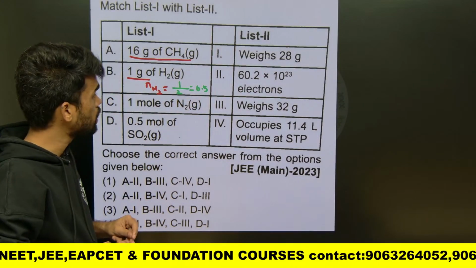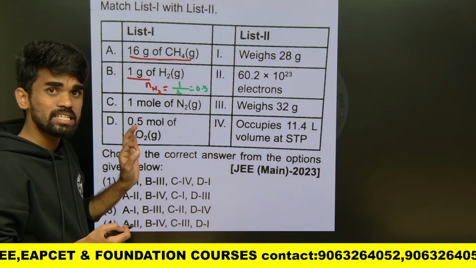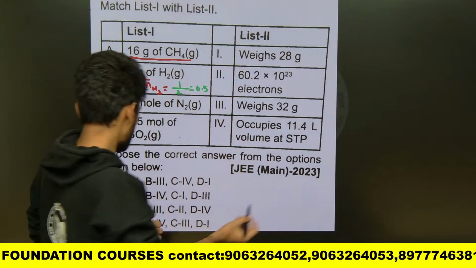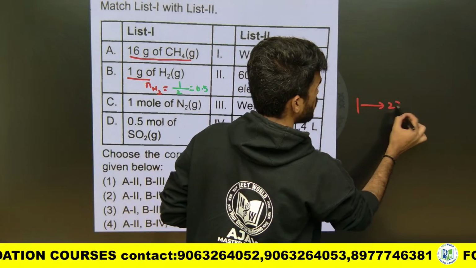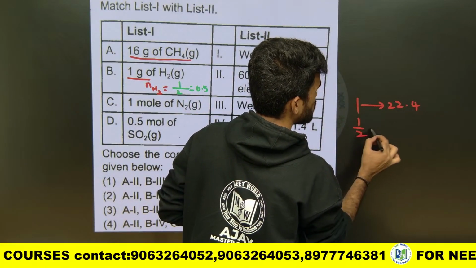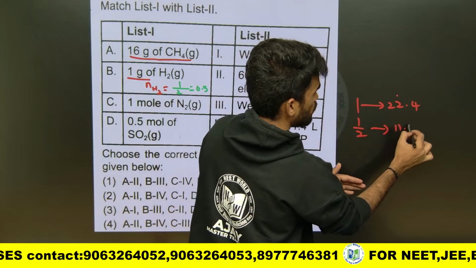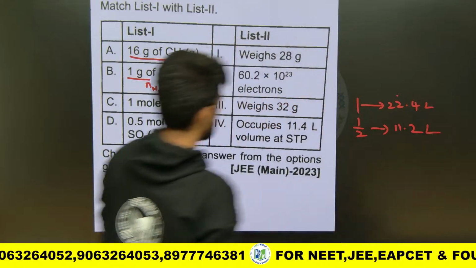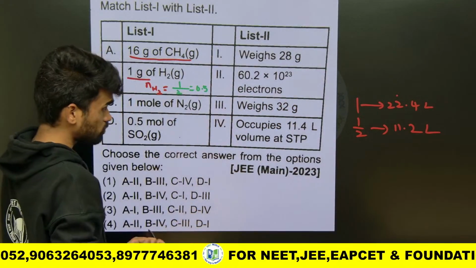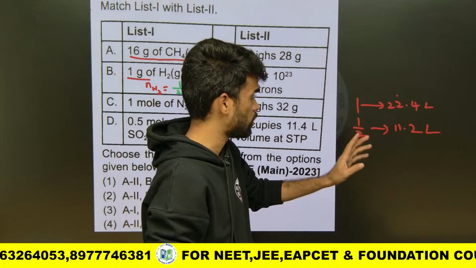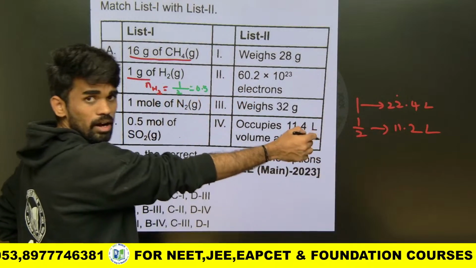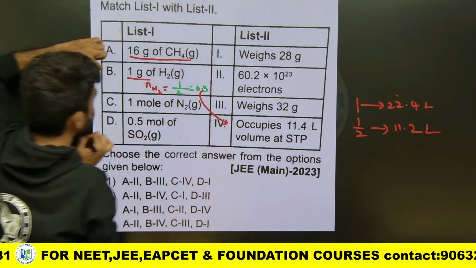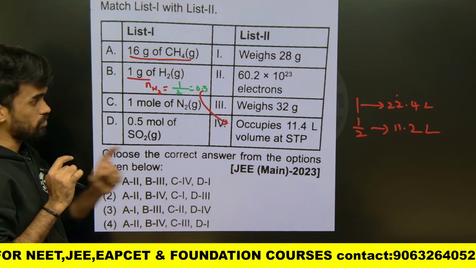Half a mole of H2 at STP occupies how much volume? 1 mole occupies 22.4 liters, so half a mole means you divide this by 2, it will be 11.2 liters. 22.4 divided by 2 is 11.2. This value is nearest to this, so I am taking B4, so that we can get one answer.